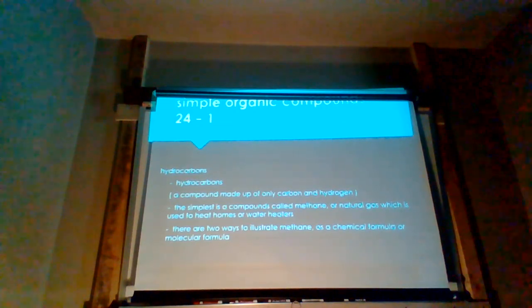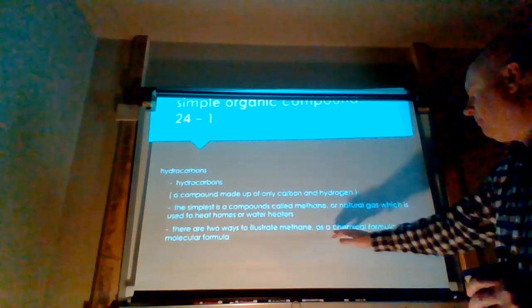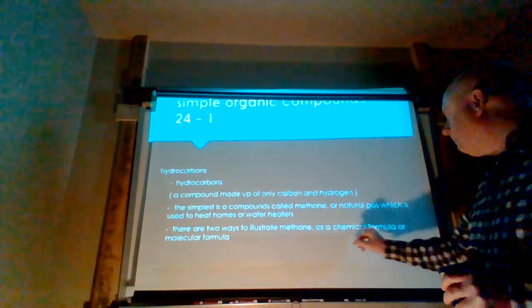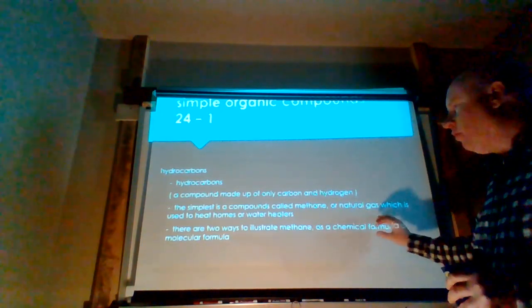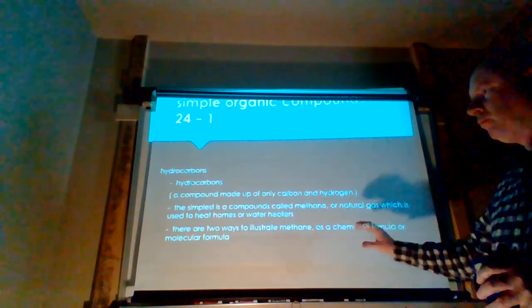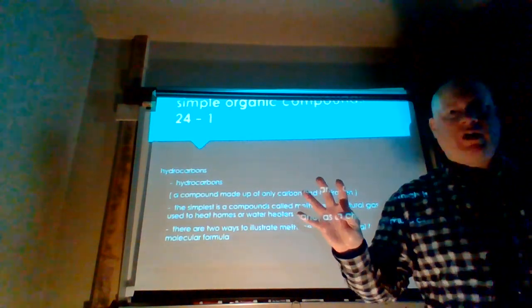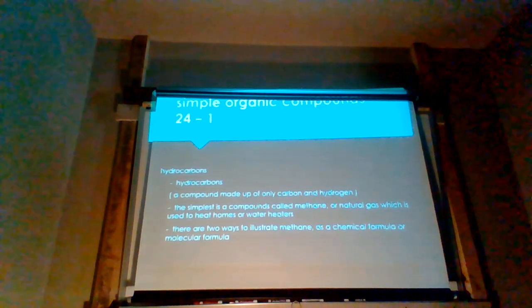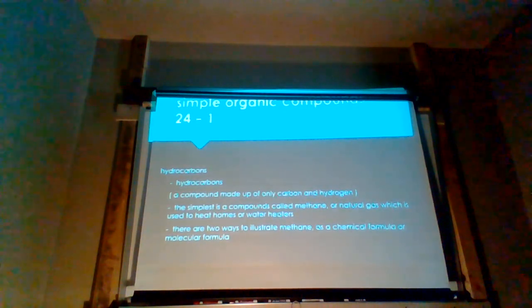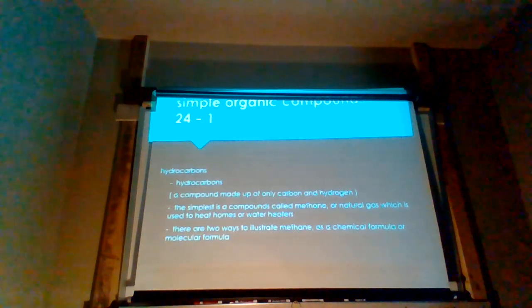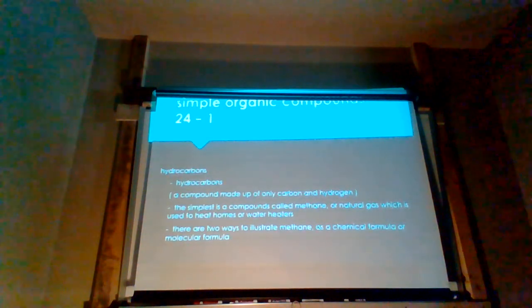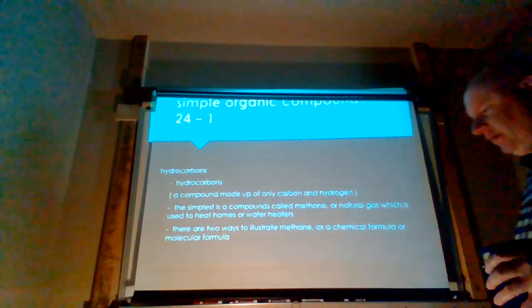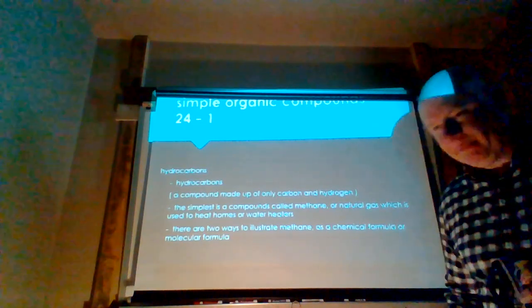And we illustrated this briefly. There's two ways to illustrate methane. A chemical formula or molecular formula would mean you're just writing one carbon and four hydrogens. Then the structural formula illustrates what the structure is. You have one carbon in the middle with four hydrogens branching outwards from that central carbon.